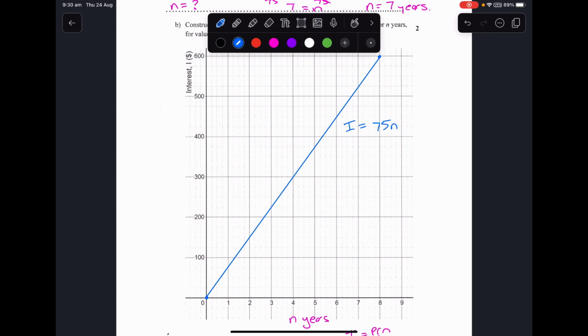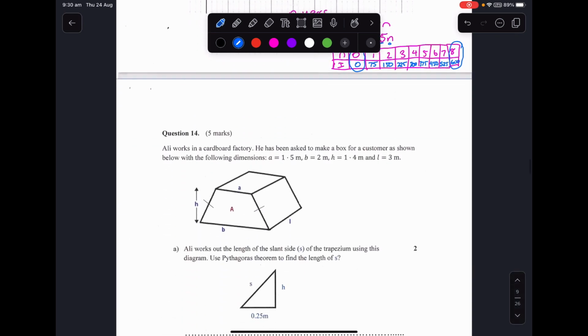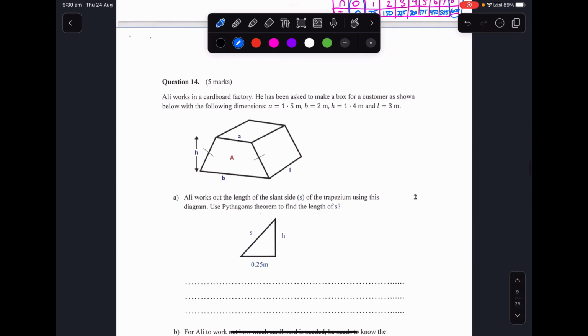Okay, so you just need to be able to get this part, your equation. And if you can find the first and the last point, then you can just draw the line to join in between. Okay. All right, question 14.